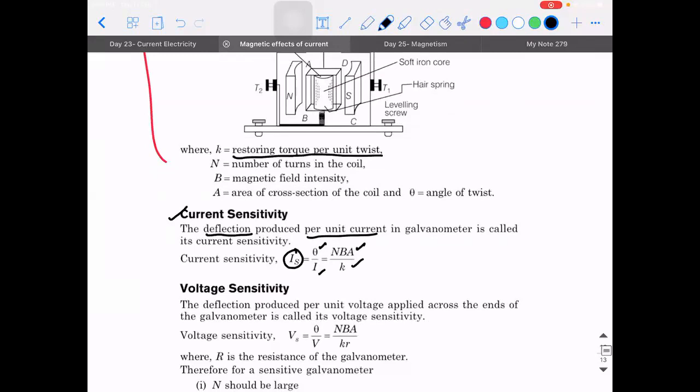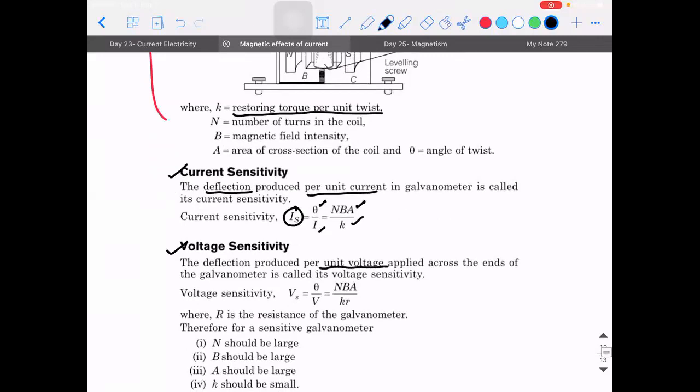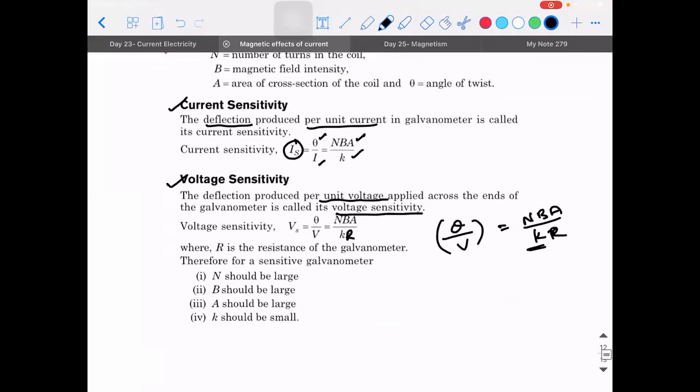Similarly, what do we mean by voltage sensitivity? The deflection produced per unit voltage applied across the ends of a galvanometer is what we call voltage sensitivity. It is given by the symbol theta divided by V. That is nothing but NBA divided by K times R, where capital R is the resistance of the galvanometer. For a galvanometer to be sensitive, what are the parameters to be satisfied? N should be large, B should be large, A should be large, and K should be small. Means the numerator value should be large and the denominator value should be small.